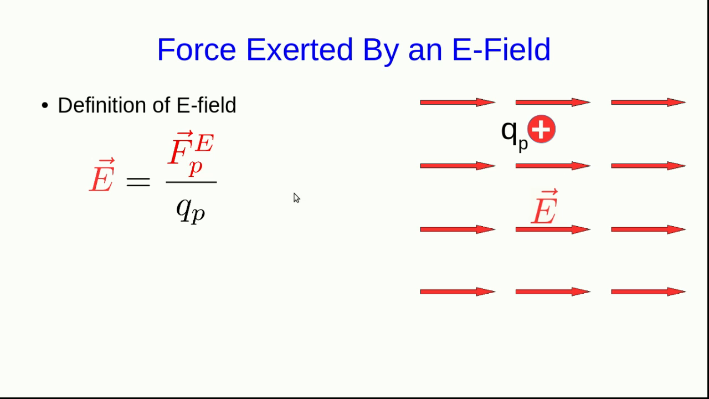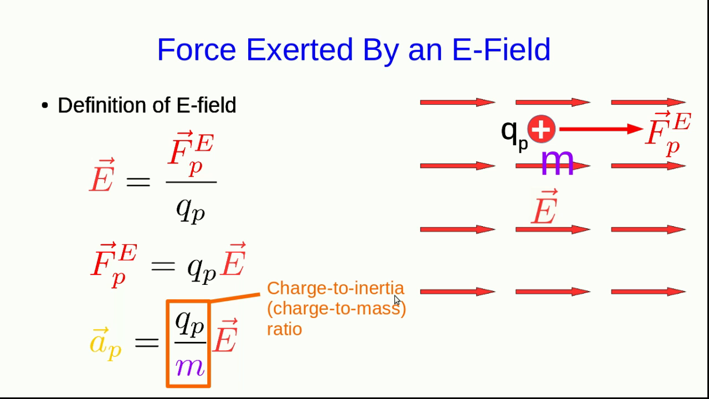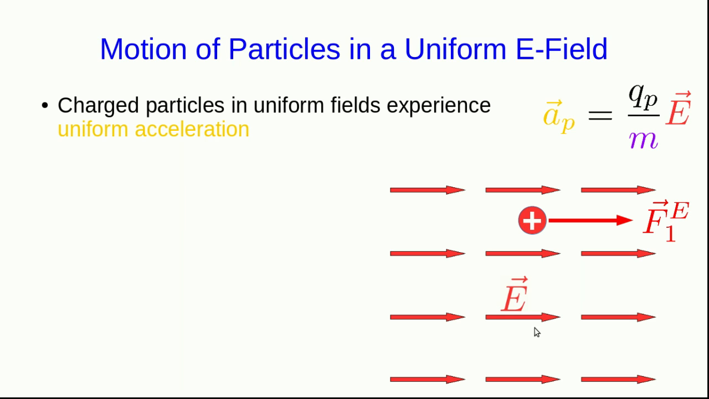To find that force, we just rearrange the definition of the E field. And so we can find the acceleration of the particle if this electrical force is the only force acting on it, just like this, where we now see that the acceleration is going to be parallel to the field and related to it by the magnitude of the field times what is called the charge to inertia ratio, or more commonly called the charge to mass ratio. So charged particles in uniform fields will experience a uniform acceleration, since the acceleration is just the charge to mass ratio times the E field.